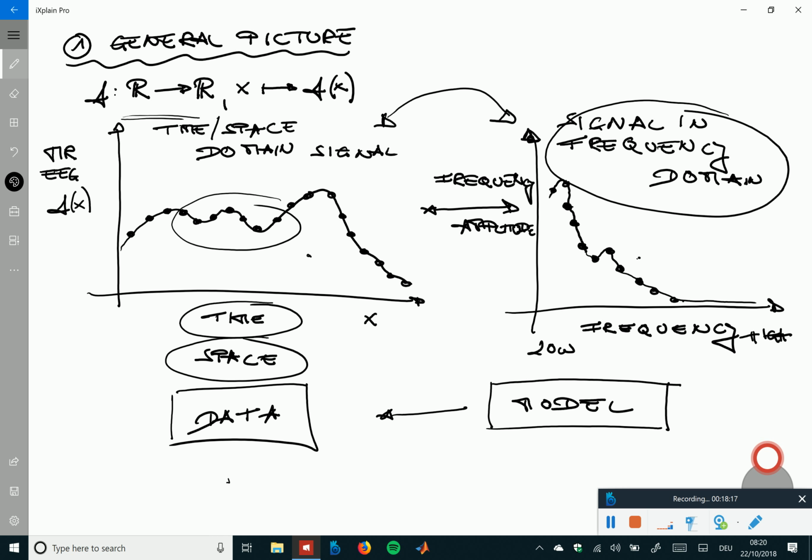And this is what we are trying to talk about. And now, do you have questions about this general picture? Who is familiar with this? Who has seen something like this before? The rest? No. Nobody has seen that you can look at data in the frequency domain. Never heard of that. Good, then you learned something new.